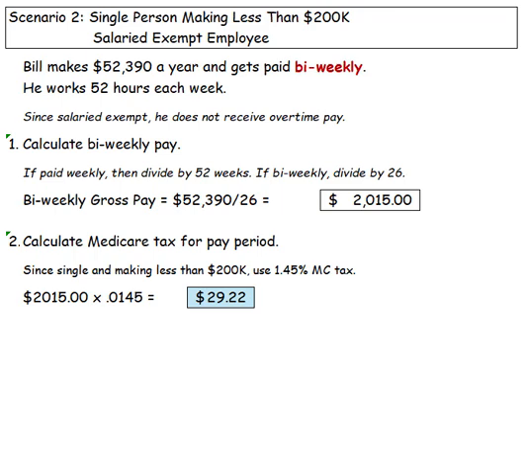Scenario 2, still a single person, not married, making less than $200,000 a year. And instead of being an hourly employee, this person is salaried exempt, which means they are exempt from receiving overtime. So let's say Bill makes $52,390 a year and gets paid bi-weekly, every 2 weeks. Let's say he works 52 hours each week, which doesn't matter because he does not get paid overtime. Since he's salaried exempt, he does not receive overtime pay.